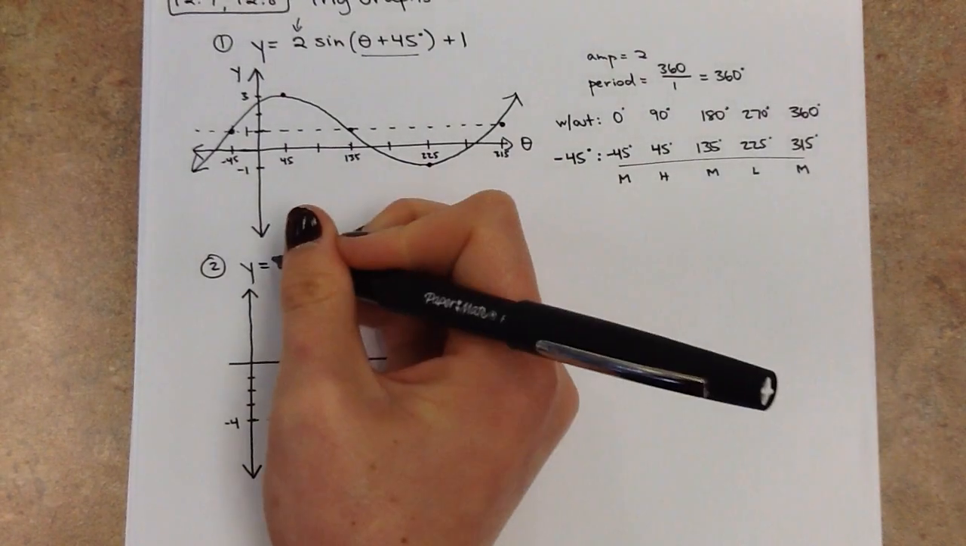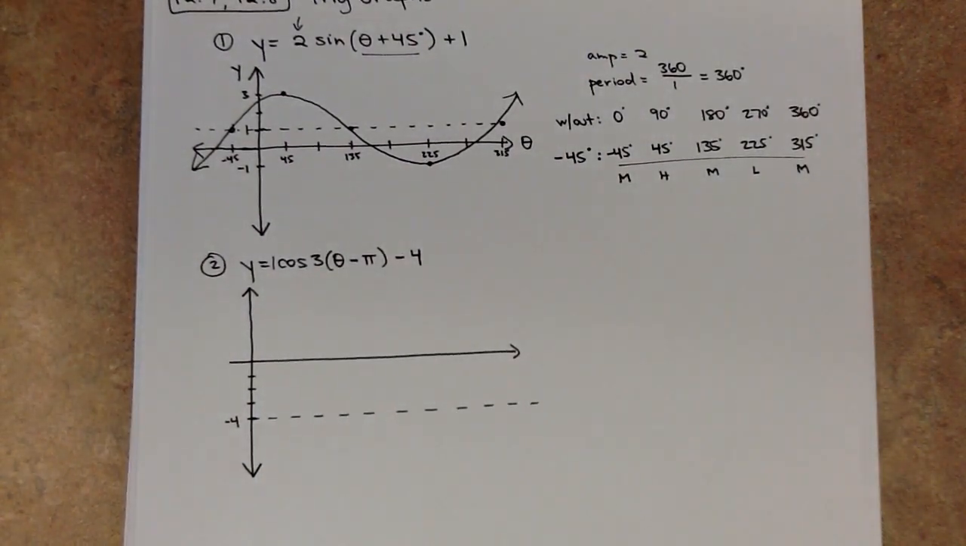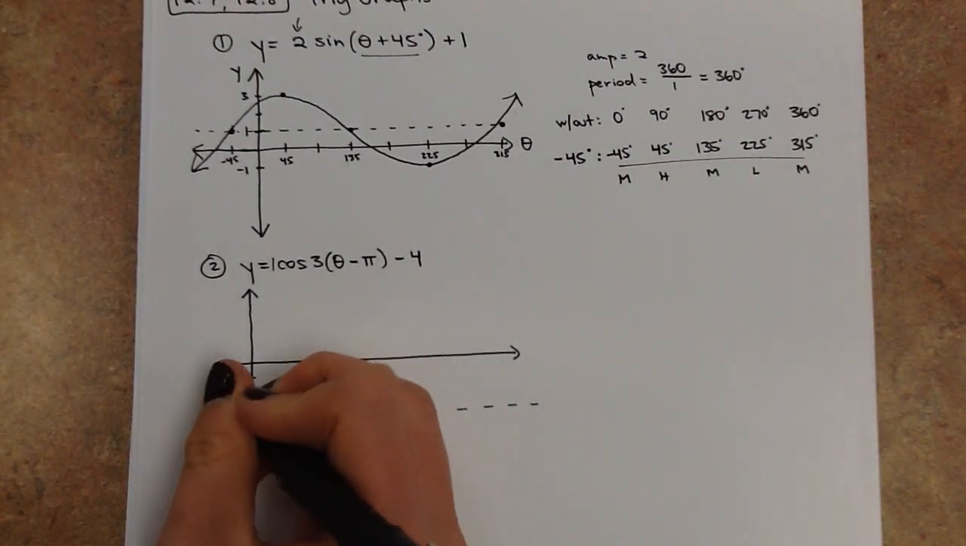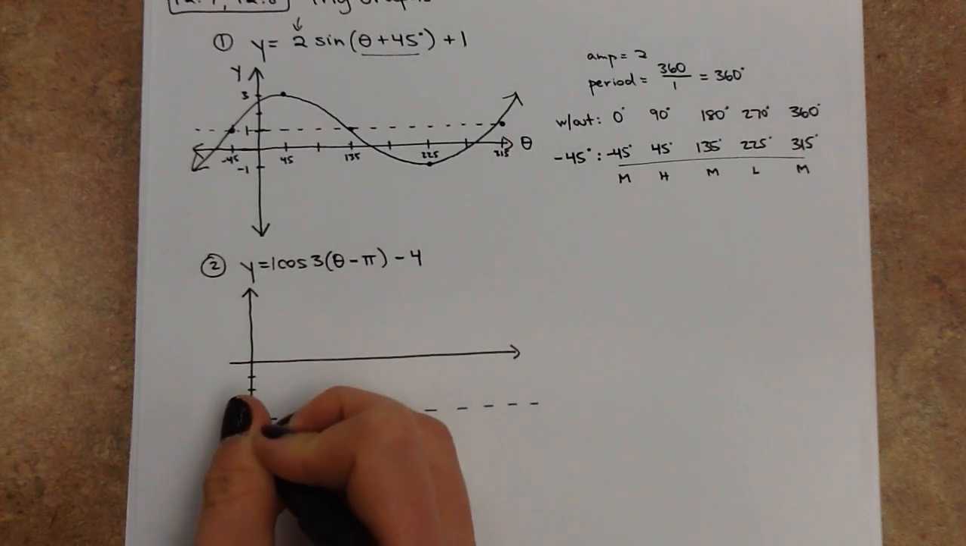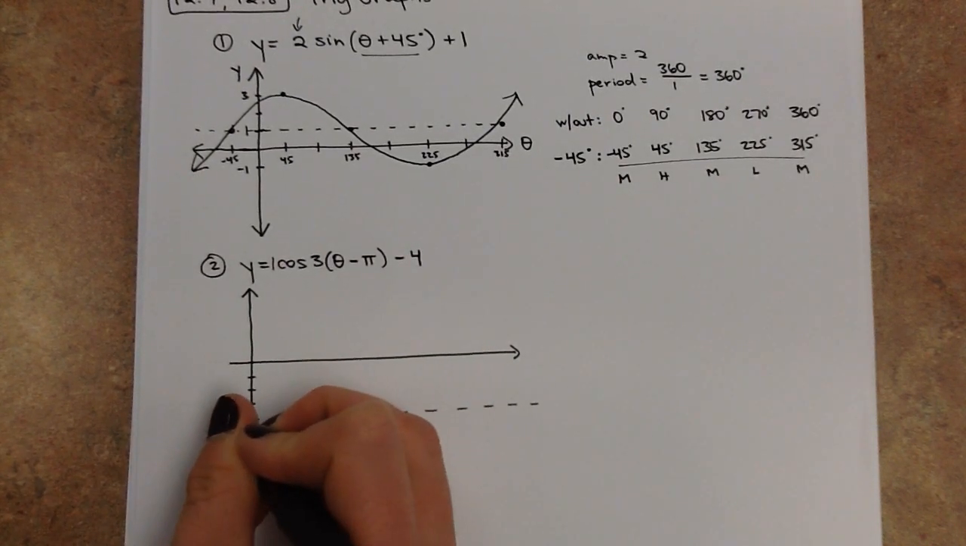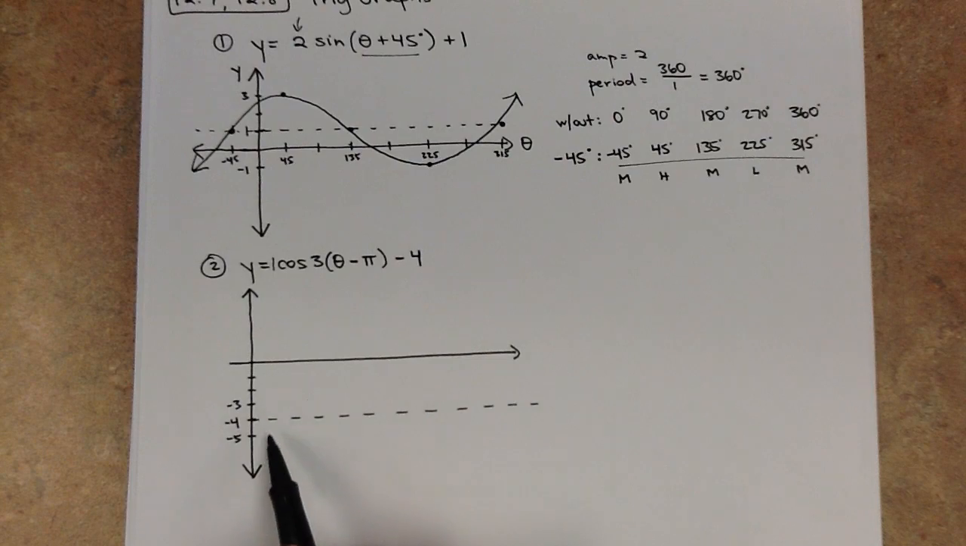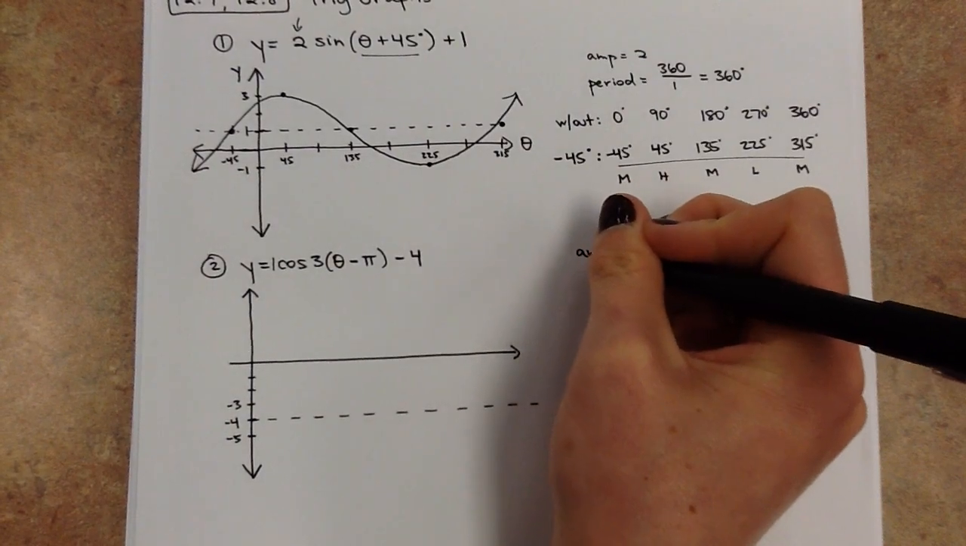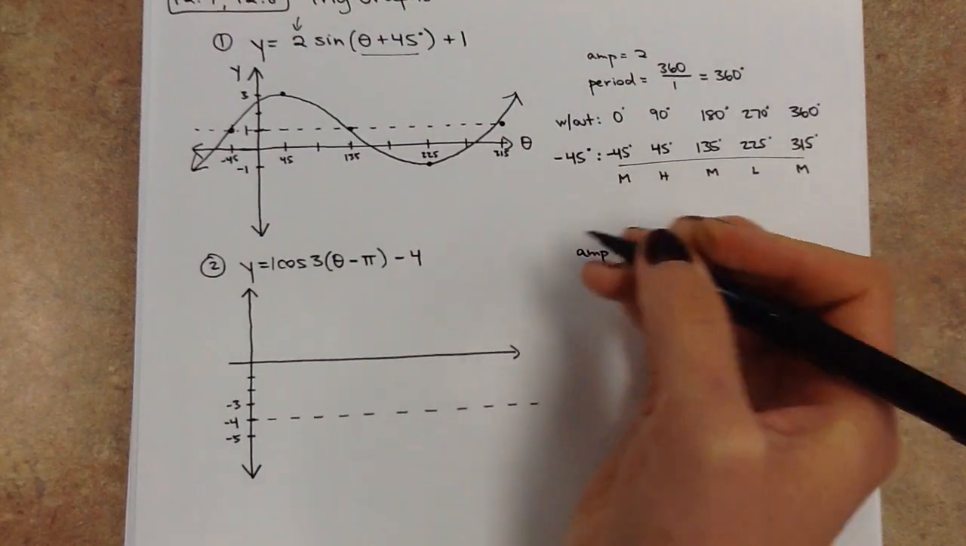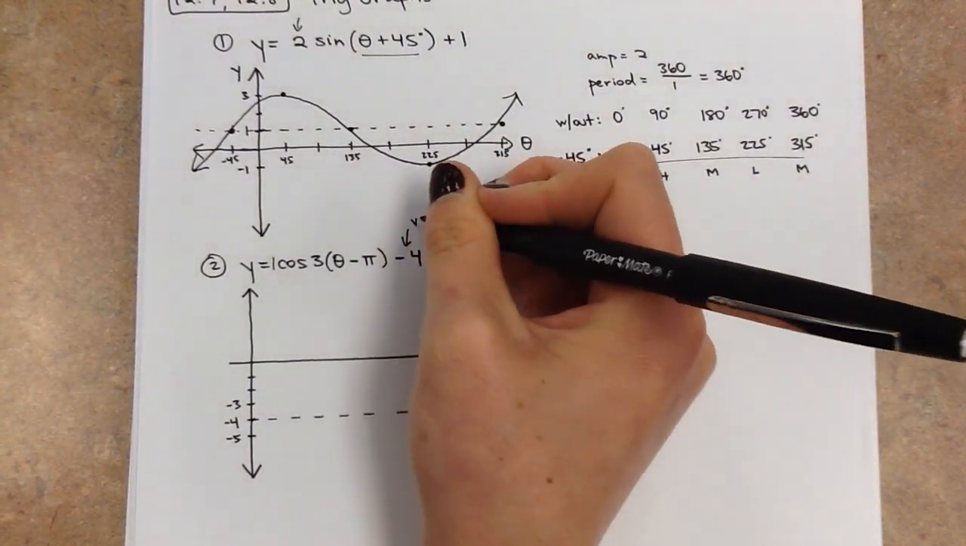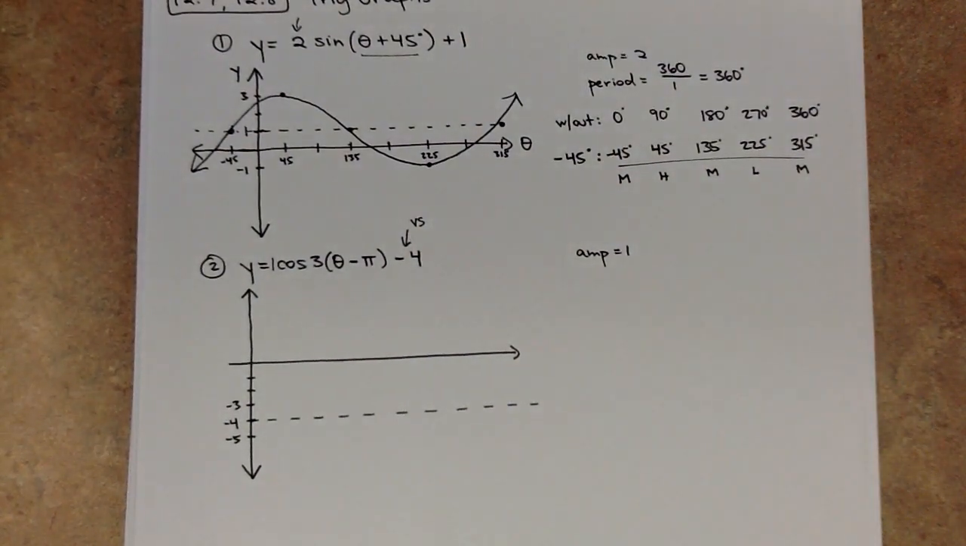My amplitude is technically a 1. If you don't see anything there, it's a 1. So I could go up 1 unit to negative 3, or my graph could go down 1 unit to negative 5. So limited space here, smaller space than I was working with up here. Okay, so my amplitude is just 1. This right here is the vertical shift, and it gives you the value of the midline.